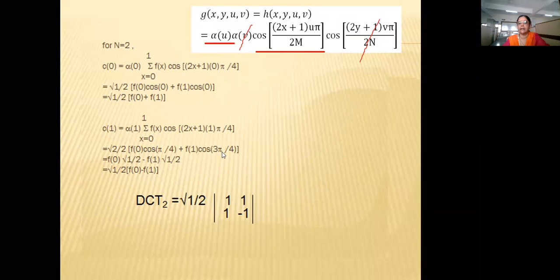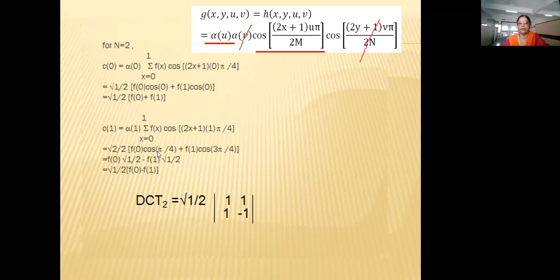And why do we get 3 pi by 4 here? Because for the second term x is 1. So 2 into 1 plus 1, that is 3, and 3 into 1 is 3, so 3 pi by 4. That's why we are getting cos 3 pi by 4. Okay. So finally, ultimately this results in the value 1. So here we get f0 into cos pi by 4 plus f1 into cos 3 pi by 4.